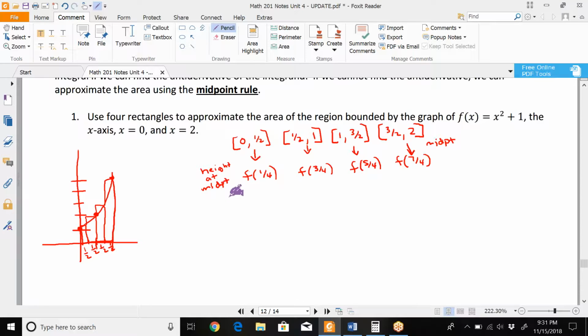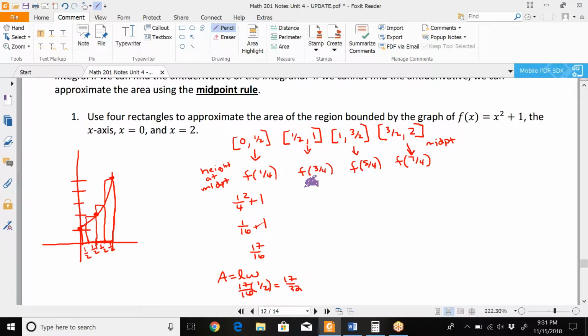When we plug these in, you're going to get fractional answers, but we're doing an approximation anyway, so it's okay. So this is 1/4 squared plus 1. That would be 1/16 plus 1, which is 16/16, so that's going to be 17/16. So that's this evaluation. Remember, the area of a rectangle is length times width. This is my height, 17/16, and my width is the width of each of those rectangles, which was 1/2. So the area of that first rectangle is 17/32.